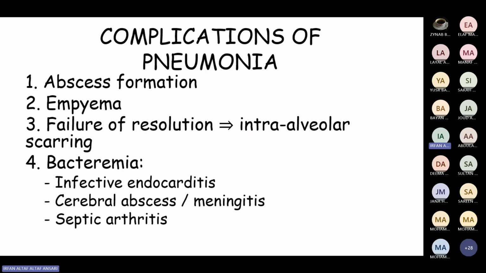Complications of pneumonia. Locally in the lung, there is lung abscess formation. If this abscess goes into the pleural cavity, there is collection of pus in the pleural cavity, empyema. If the pneumonia doesn't resolve, it leads to intra-alveolar scarring and fibrosis, which might also lead to restrictive lung disease. If severe pneumonia leads to bacteremia, and the bacteremia causes septicemia, that will lead to infective endocarditis, abscess in the brain, inflammation of the meninges, or septic arthritis. So these are the complications of pneumonia.